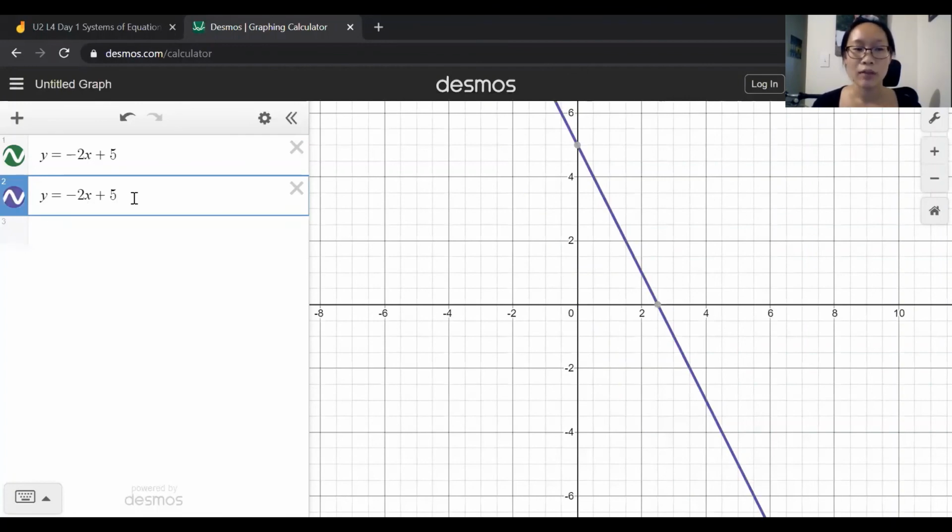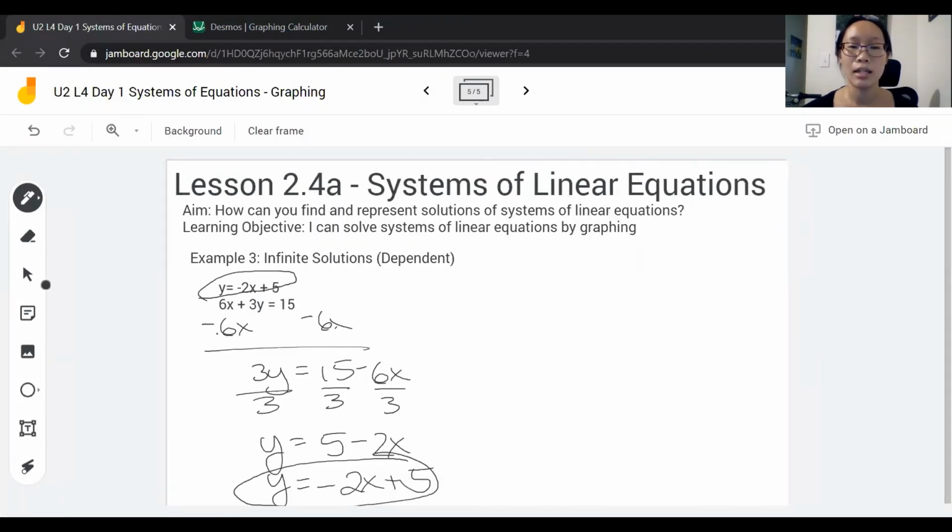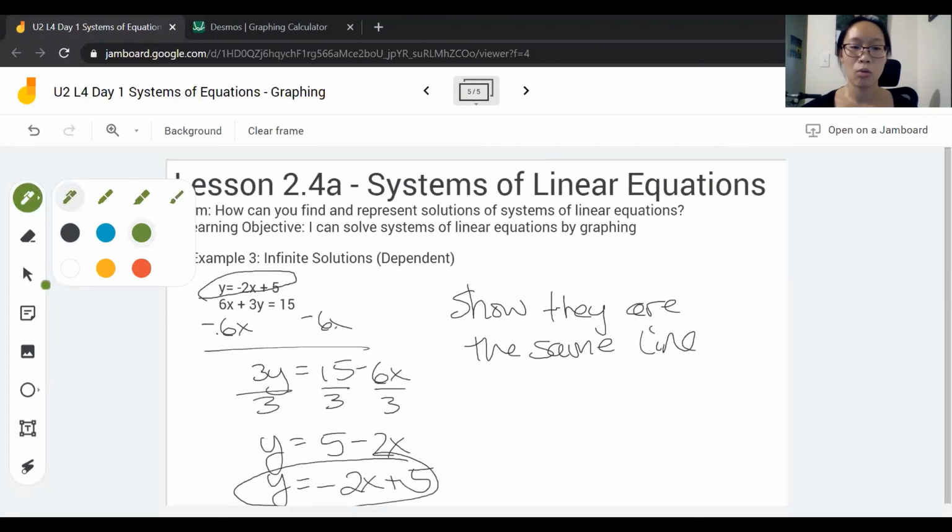If I wasn't sure if I did the math correctly, I could actually type this in standard form. This 6x plus 3y is equal to 15. And we can see again that this is the same line, and there's not actually a second line. So there are infinite solutions because any point on the first line is also on the second line. So for dependent systems, we want to show that they are the same line. And so that's what we did here. You know, y is equal to -2x plus 5, and y is equal to -2x plus 5.